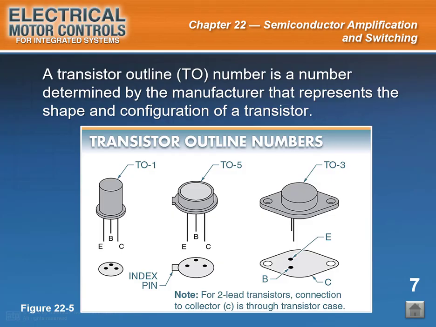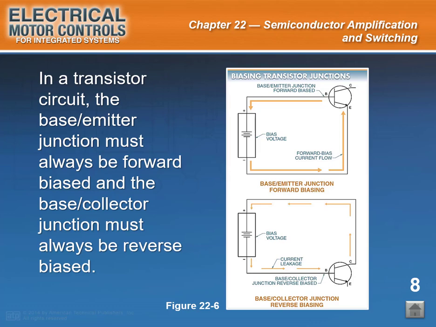End of slide 7. Start of slide 8. Slide caption: In a transistor circuit, the base/emitter junction must always be forward biased and the base/collector junction must always be reverse biased. See figure 22-6.